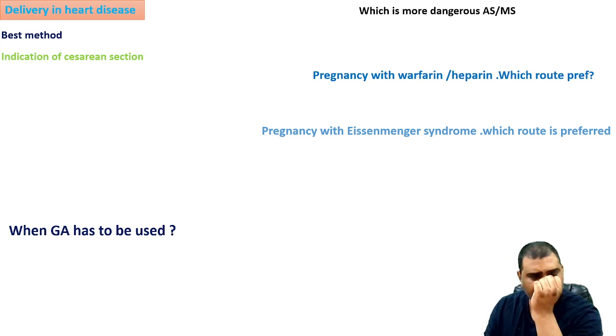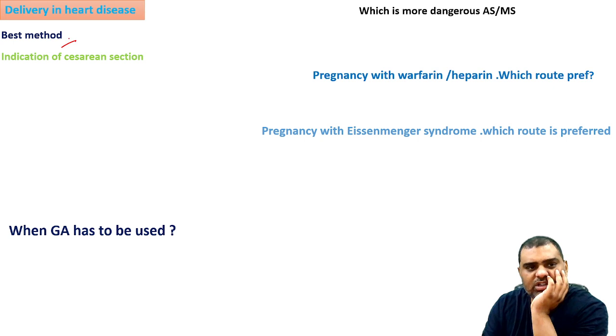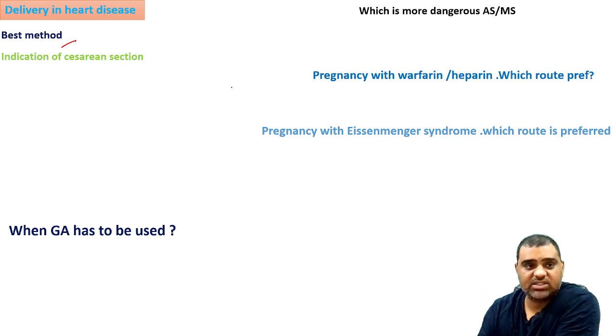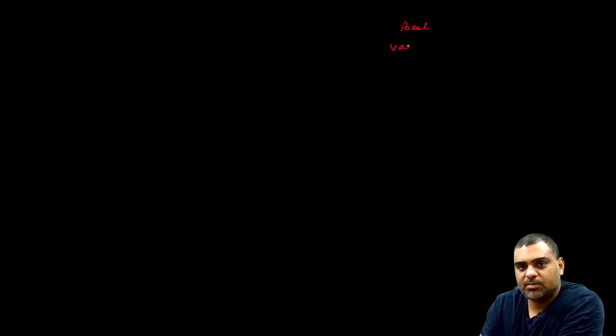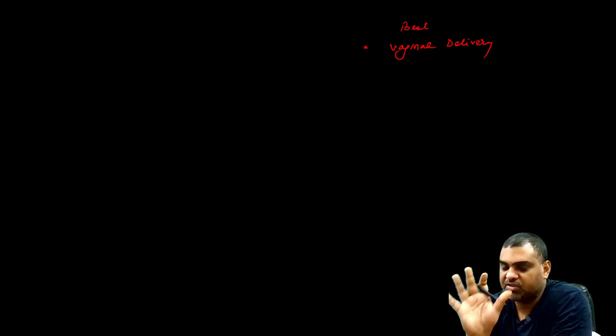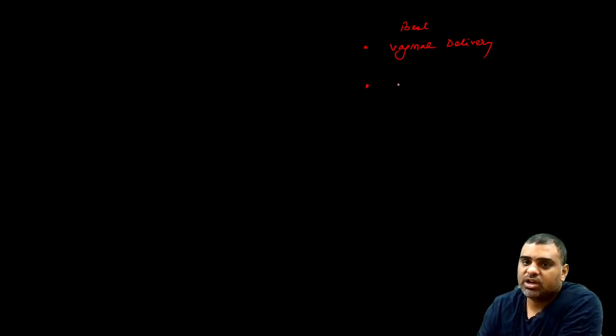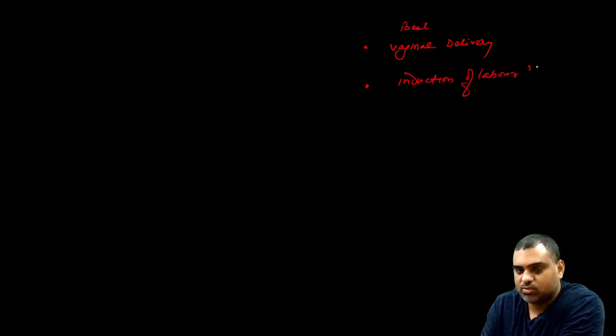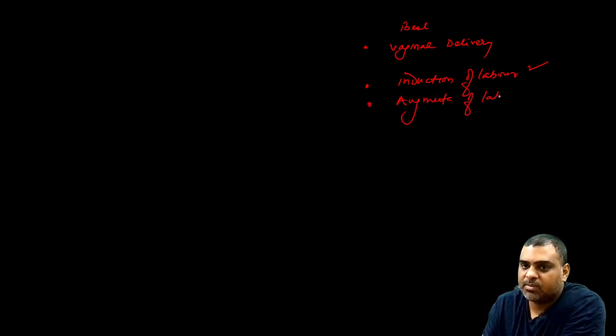Now, delivery in heart disease, what is the best method? I'll tell you 5-6 points which are generally asked. The best method is vaginal delivery. Please remember. In the MCQ, they can give you these points. Can you do induction of labor? Yes, induction of labor is not contraindicated. Can you do augmentation of labor with oxytocin? Yes, you can do it.